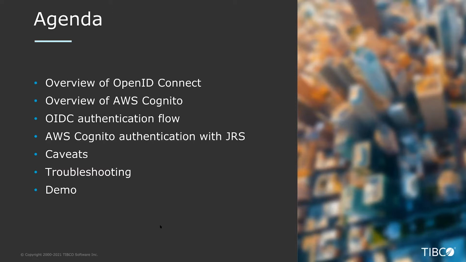Hi everyone, my name is Keith Meadows. I am a customer success architect here, as Kamal said, with TIBCO Jaspersoft. Today we're going to talk a little bit about OpenID Connect against Amazon Cognito. As you can see in the agenda, we're going to do a small overview of OpenID, Cognito and what they are, talk a little bit about the authentication flow and authentication against Cognito with JRS. Then we're going to talk a little bit about the caveats and some troubleshooting steps when working with it.